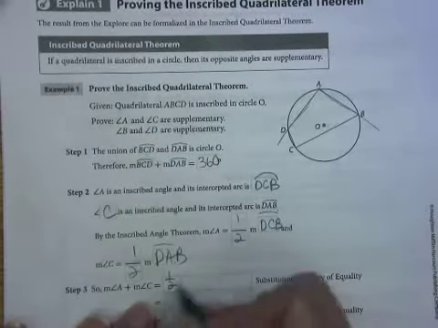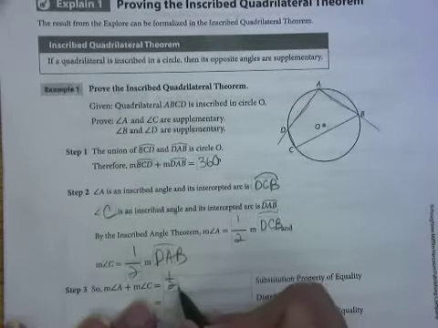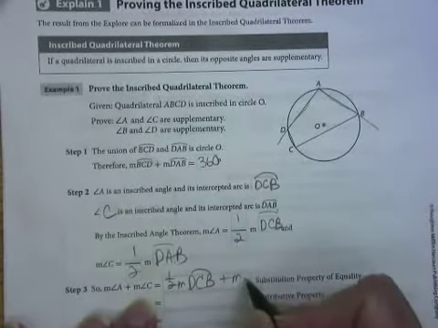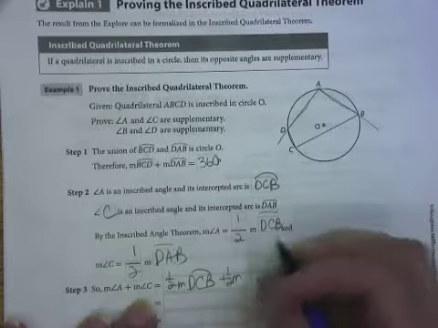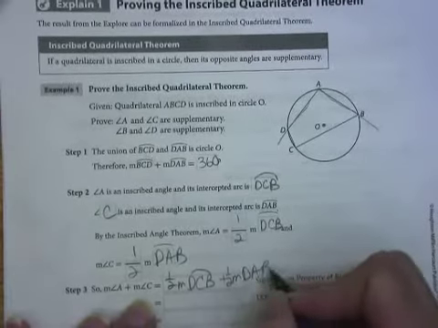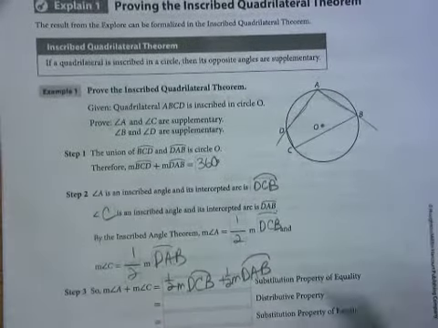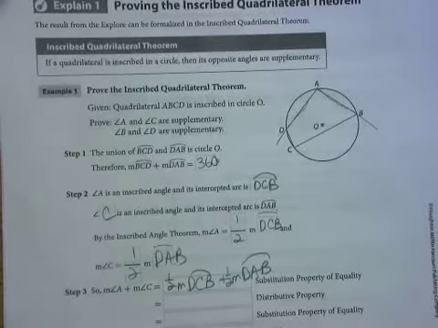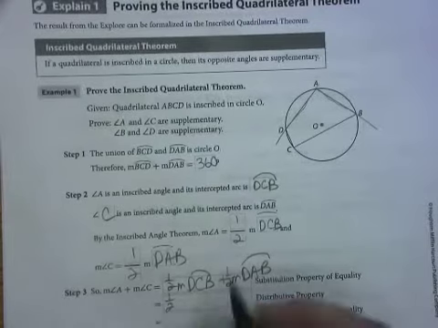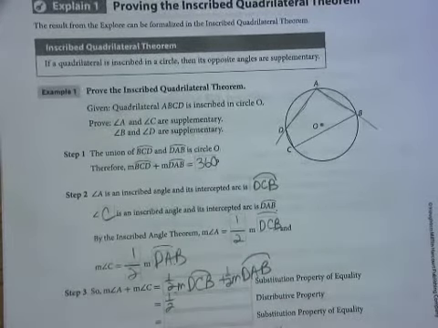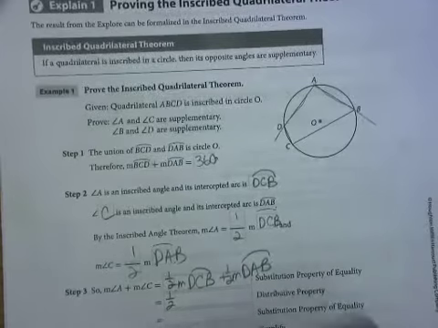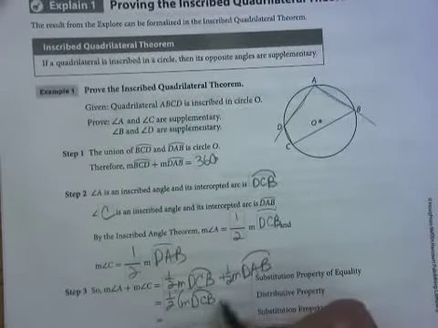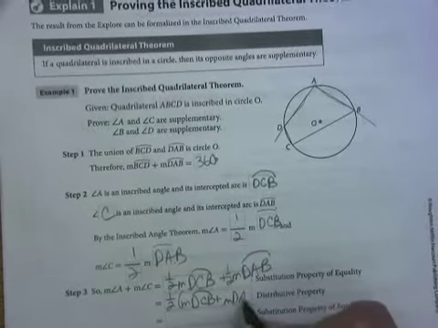So the measure of angle A plus the measure of angle C equals 1/2 of the measure of DCB plus 1/2 the measure of DAB. And then in the next step, they say we're using the distributive property, and what we're actually doing is factoring the 1/2 out of these two expressions. So it's kind of like we're doing the opposite of the distributive property.